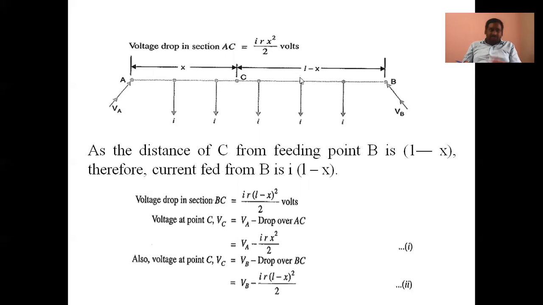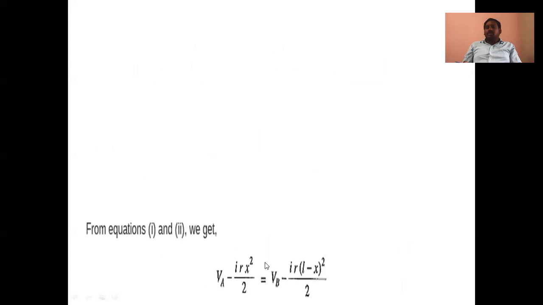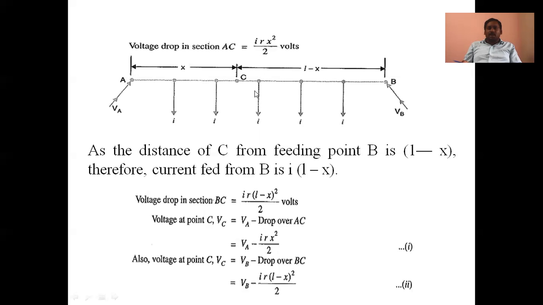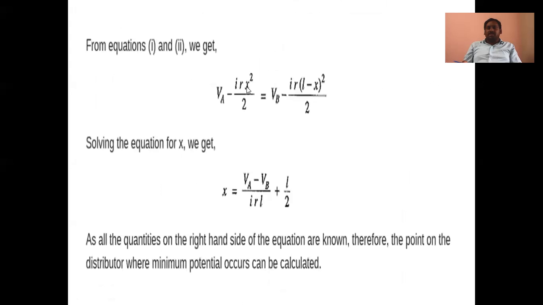Is it correct? Right. So the voltage drop in this section, as previously, is IR X square by 2, but the voltage drop in section BC is IR into (L minus X) square by 2, because the distance is X in AC and L minus X in BC. So from this we can determine the drop in BC, and the voltage at point C is VB minus the drop over BC. This side also we can. So from equations 1 and 2 we get VA minus IR X square by 2 equal to the other. So what happened here? This is the common potential. That's why both are equal. C is the common potential.